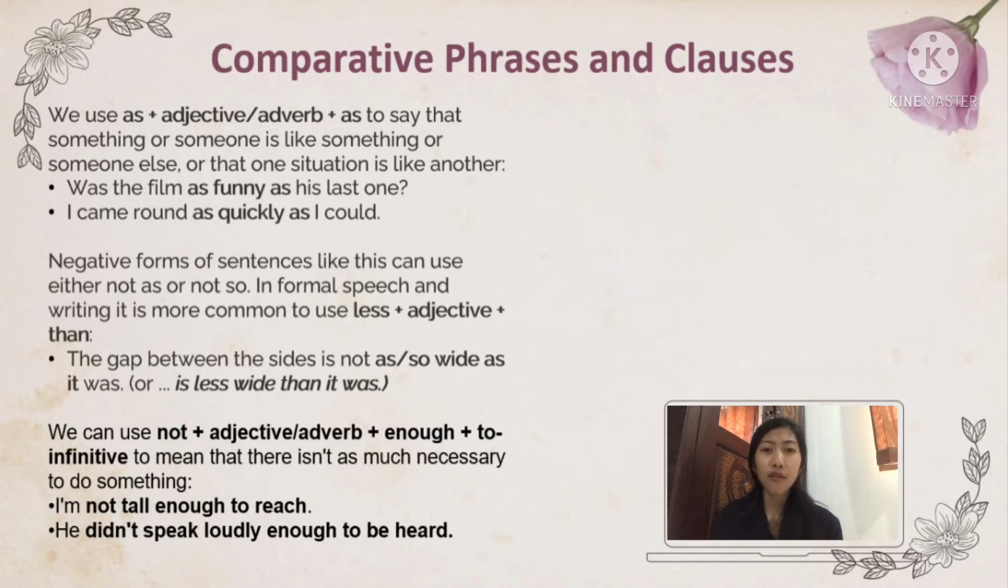While the negative form of a sentence like this can use either not as or not so. In formal speech and writing, it is more common to use less plus adjective plus than. Well, let's take a look at the example. The gap between the sides is not as wide as it was, or it's less wide than it was.